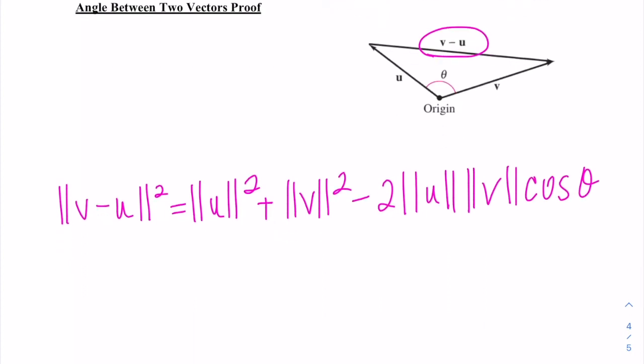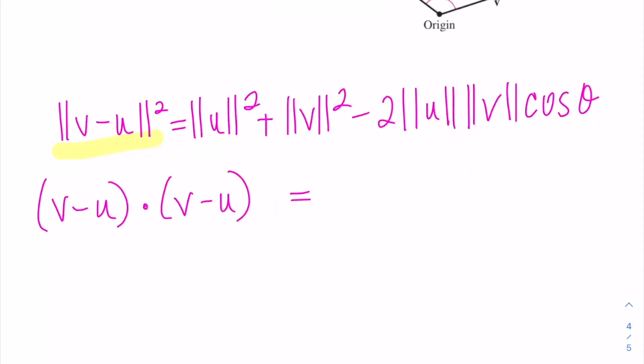Now I'm going to simplify this part right here, so you can see what combines and is eliminated. We know that the magnitude of v minus u squared is the same as the dot product of itself, so v minus u dot v minus u. Then if we want to use the properties, we can distribute this, rewriting it as (v minus u) dot v minus (v minus u) dot u.